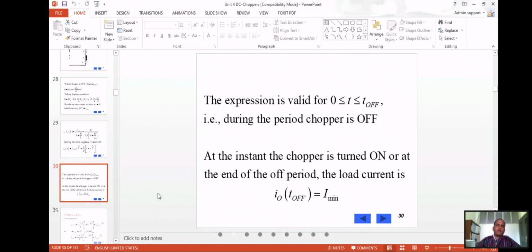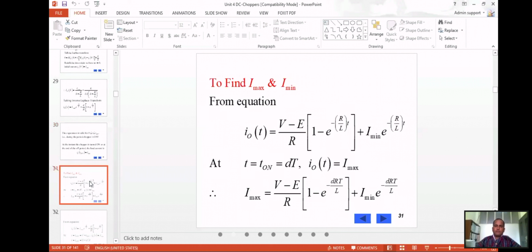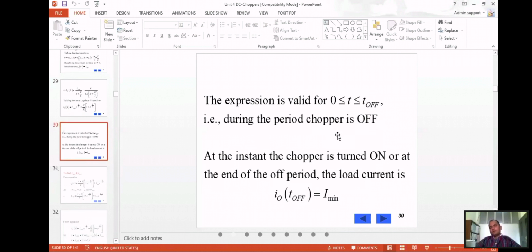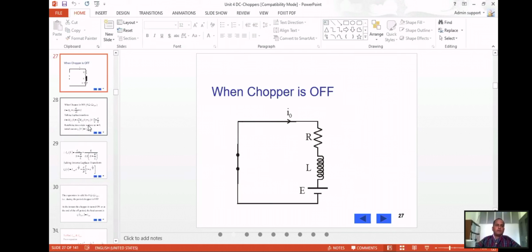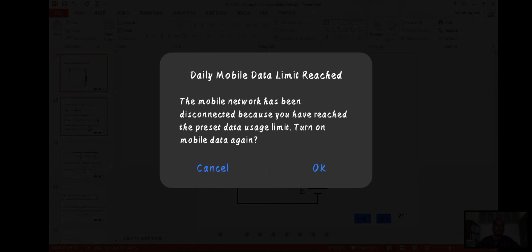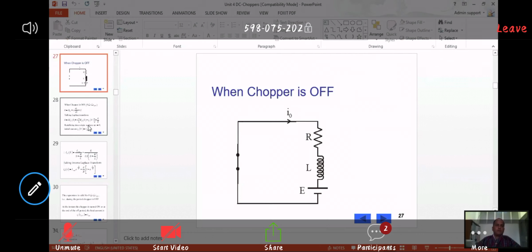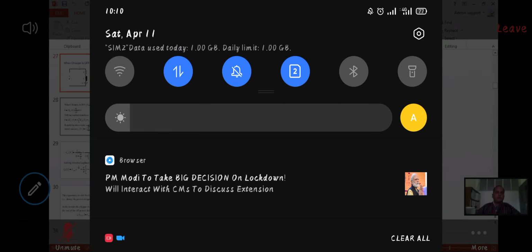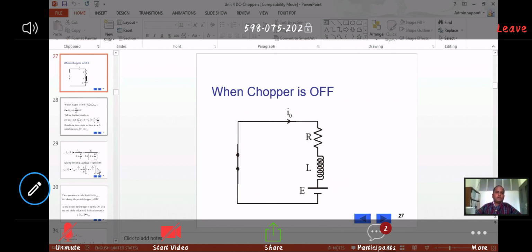So at the instant the chopper is off, I think we have already covered this. Minimum current and maximum current.